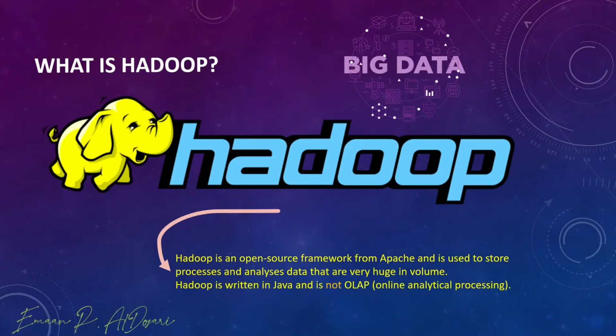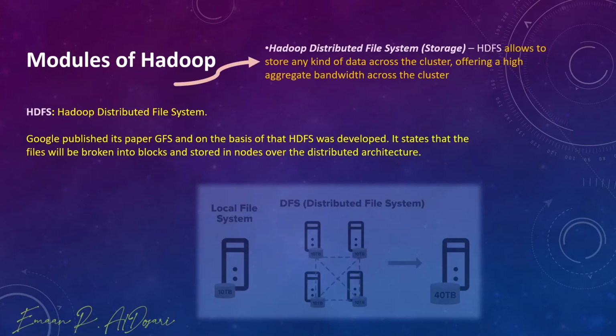What is Hadoop? Hadoop is an open source framework from Apache, and it is used to store, process, and analyze data that is very huge in volume. Hadoop is used for big data and is written in Java and is not online analytic processing. The model of Hadoop uses the Hadoop distributed file system, like Google published a paper on the Google file system.